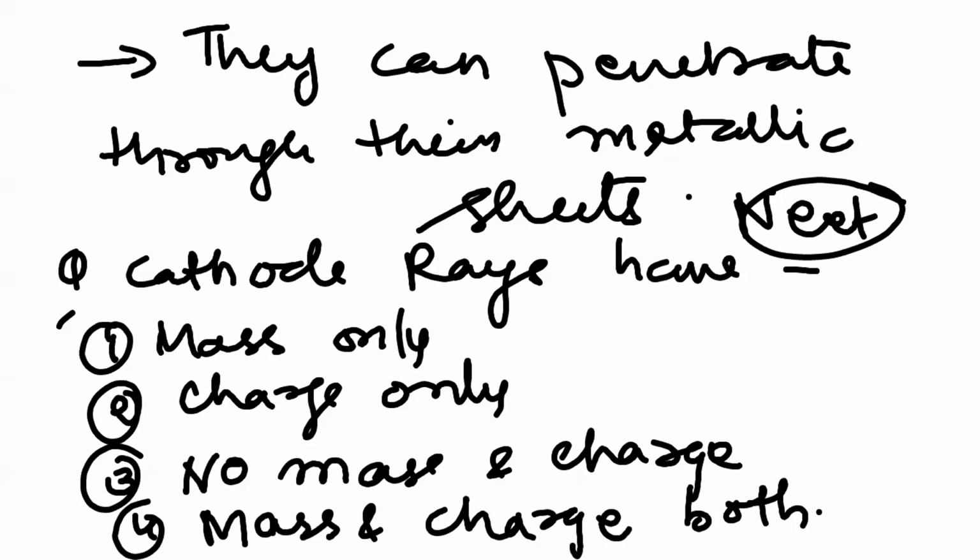Teacher, it will be mass and charge both, because it is able to move the pinwheel that is placed in the middle of the cathode ray tube, and charge because it consists of negatively charged particles called electrons. Yes. Very good.